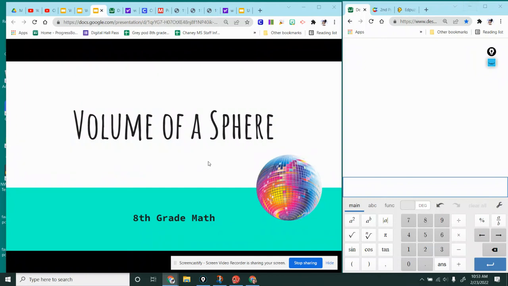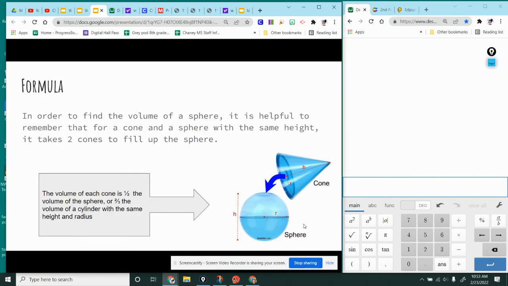Okay, so we're going to be looking at the volume of a sphere. A sphere is a three-dimensional circular object. And we noticed in class, if you have not watched the water demo, I highly recommend that you watch the water demo. We learned that for a sphere that has the same exact height and the same radius as a cone, it takes two cones to fill up the sphere.